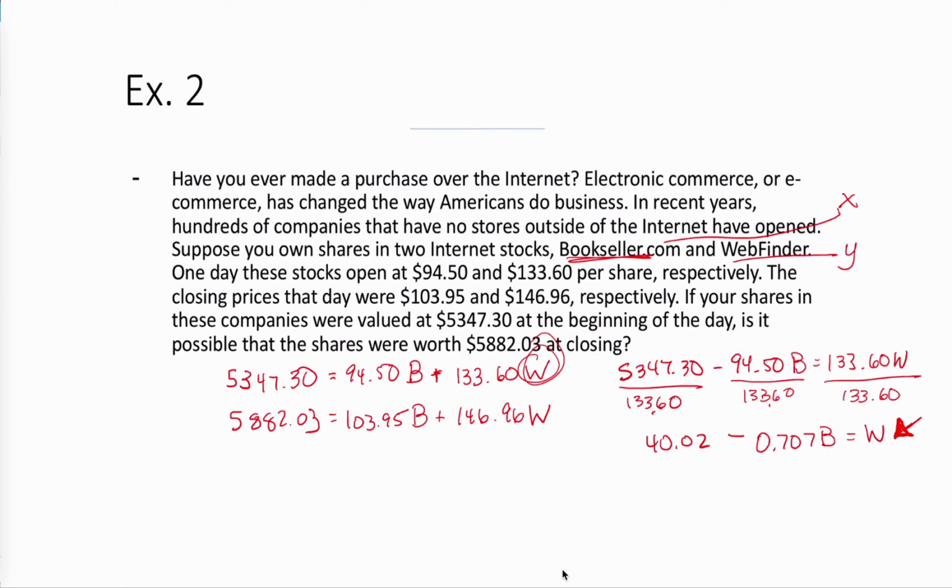What about the closing? If we solve this one for W, 5,882.03 minus 103.95B equals 146.96W. We're going to divide everything by 146.96.